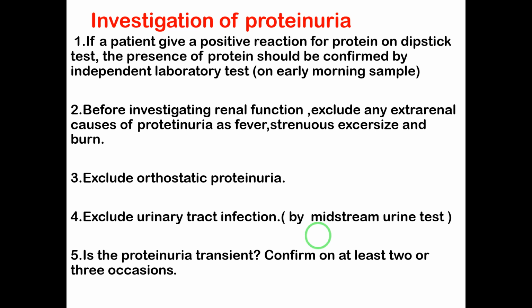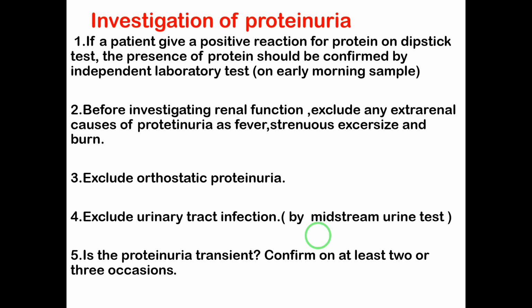Also, we can exclude urinary tract infection by asking the patient to collect midstream urine, discarding the first part of the urine, and then collecting the midstream. We check it for the presence of pus cells and bacteria, and we culture it for the presence of bacteria. All these causes must be excluded before we think that we have serious glomerular or tubular proteinuria.